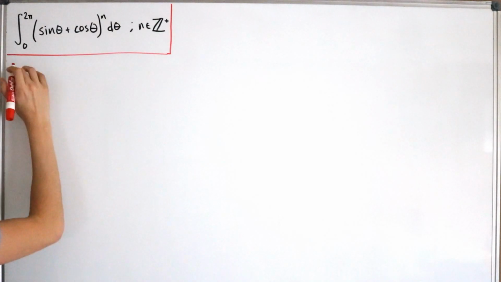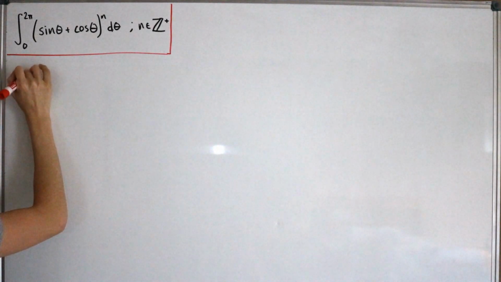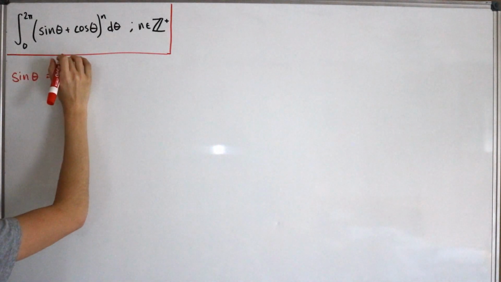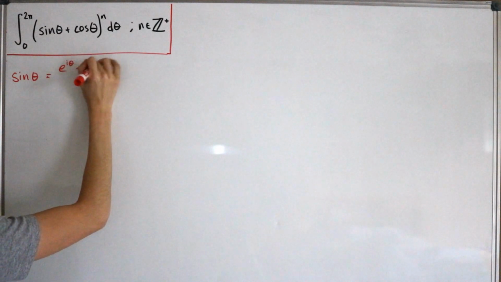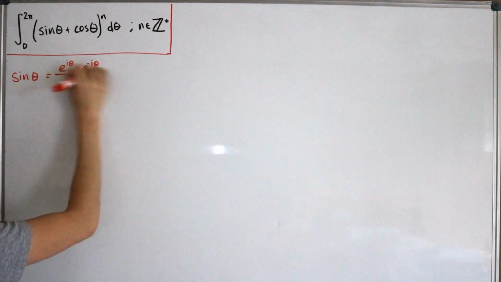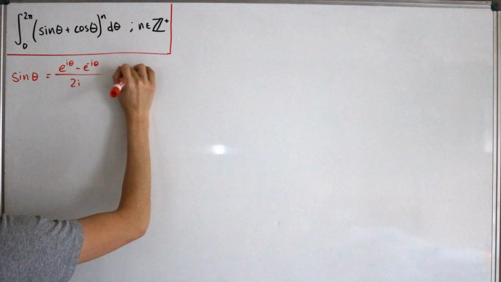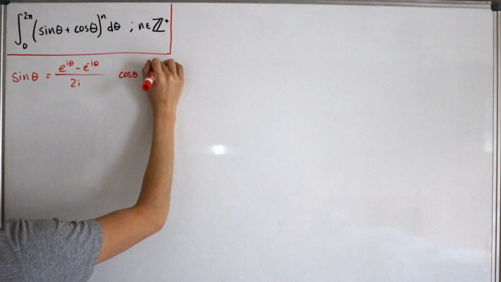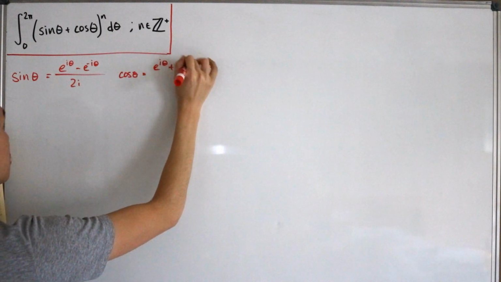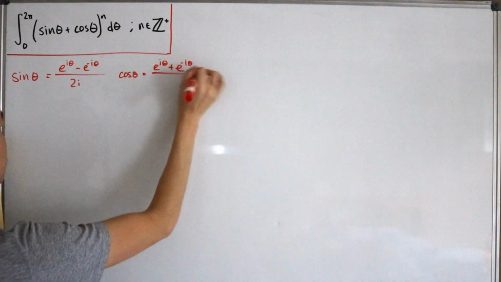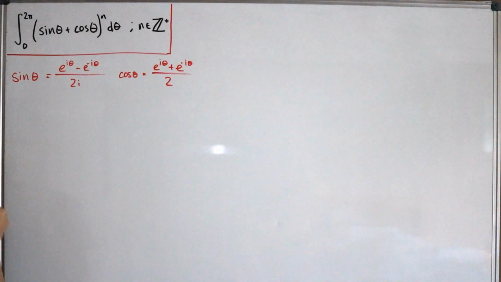So we know that sine theta can be written as the following. We can say that this is just equal to e to the power i theta, subtract e to the negative i theta, then divided by 2i. And then cosine of theta can be rewritten as e to the power i theta, add this with e to the negative i theta, and then divide this by 2. So with that, let's just make the substitution.